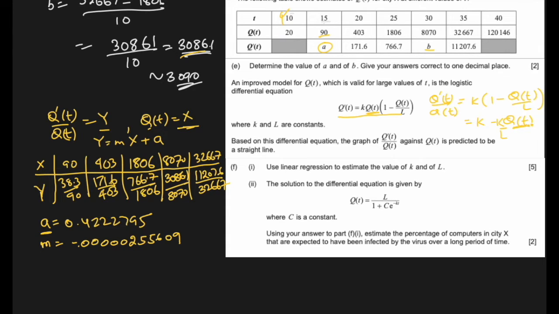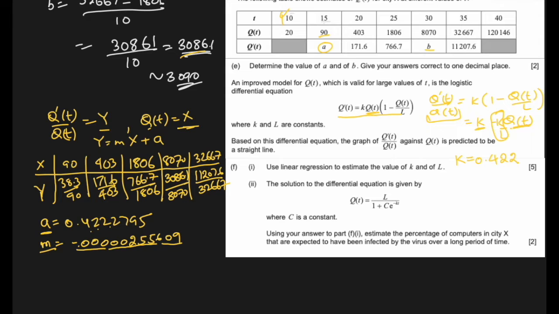This qt was our x and this whole thing was our y, right? That means the constant part k is this. To three significant figures we can write 0.422. So they wanted us to find the value of k, which is 0.422. Now m, the gradient, is this small number, and it is k over L with a negative sign.